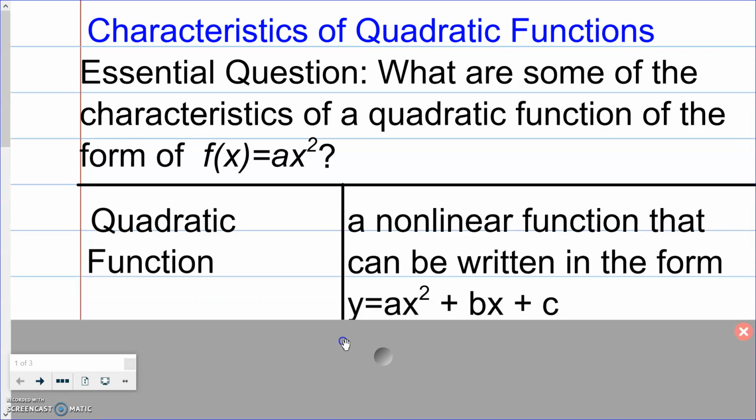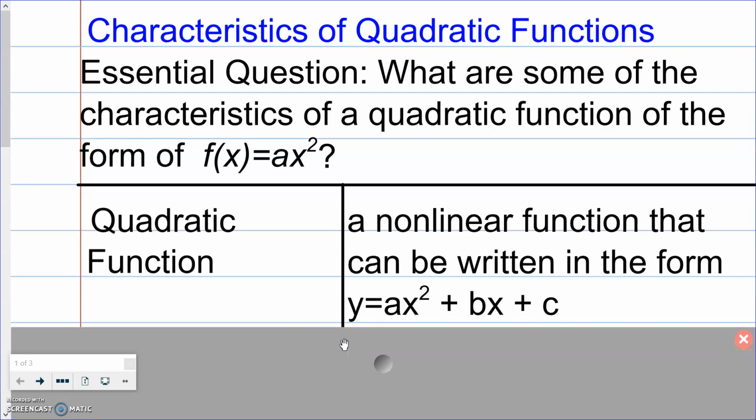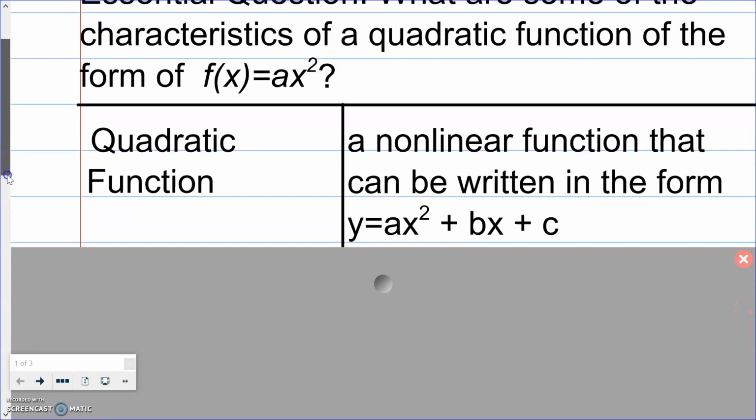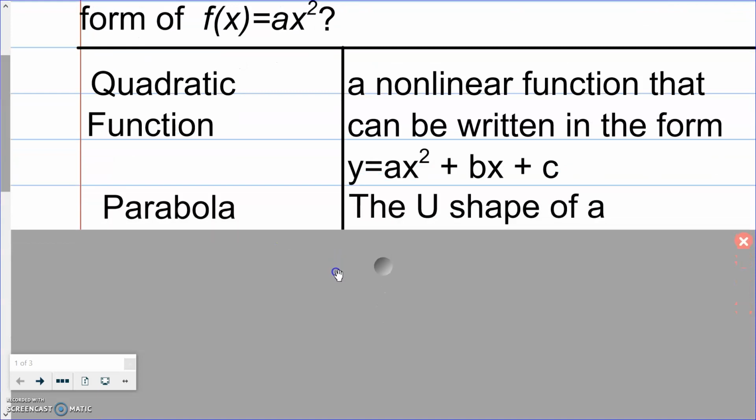and we're going to start off with our first definition. First definition is the quadratic function. It's a nonlinear function that can be written in the form of y equals ax squared plus bx plus c. And all this takes place where a does not equal 0. Quadratic functions have a unique characteristic in which they take the shape of a U.